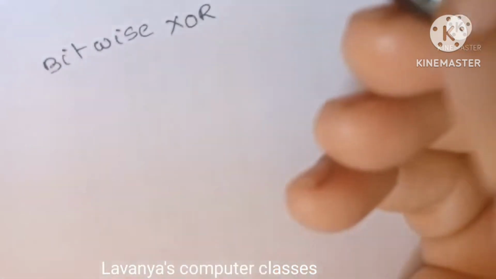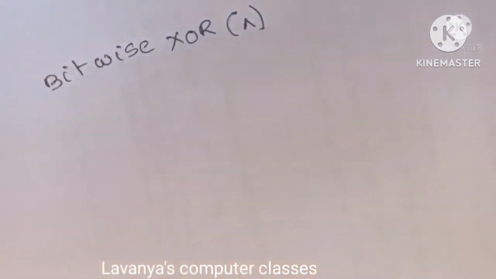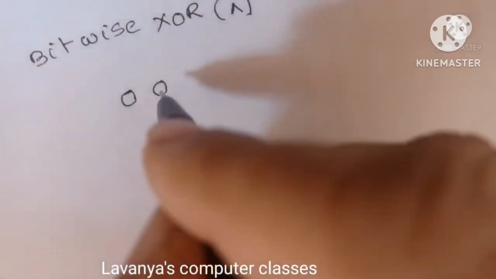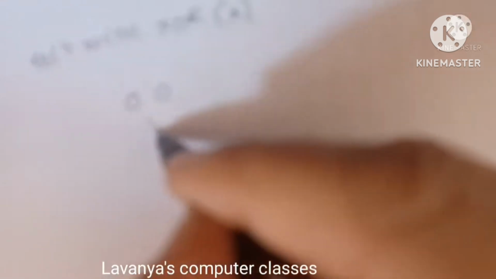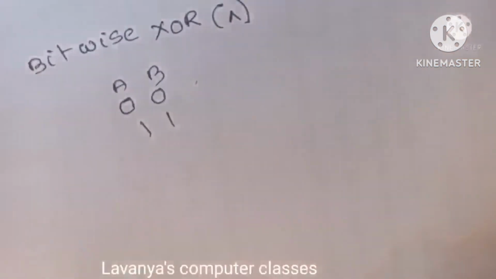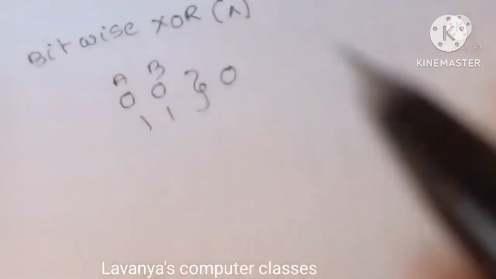Now we'll go for bitwise exclusive OR. XOR means exclusive OR. The symbol for exclusive OR is this one. This is the exclusive OR operator. How it works: whenever both the bits are equal, either both the bits are 0 or both the bits are 1, that is, whenever both the bits have the same value, that time the result is 0.